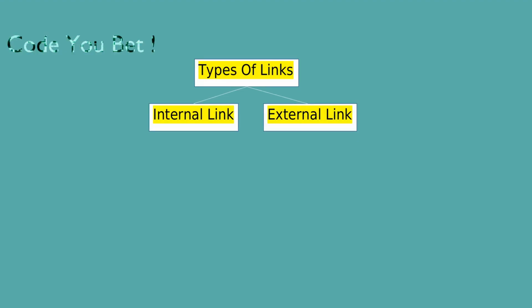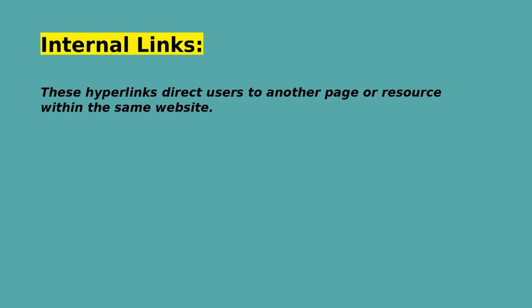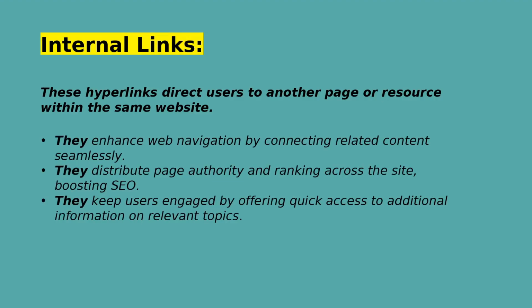Links can be categorized into two main types. Each type serves a different purpose in web navigation and content organization. Internal links. These are hyperlinks that point to another page or resource within the same website. They improve web navigation by connecting related content.